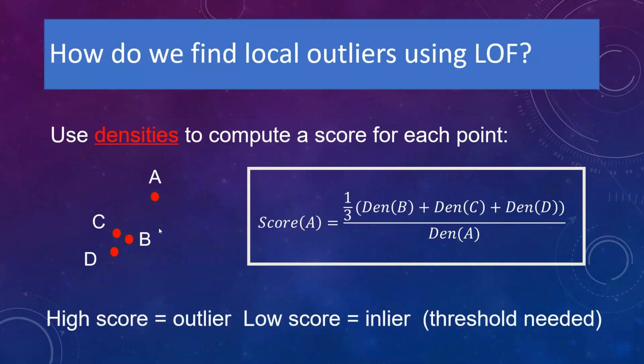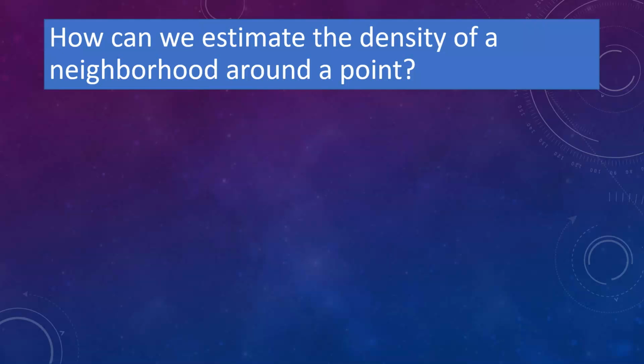So in essence, a high score means that we're dealing with an outlier, and a low score means we're dealing with an inlier. And we're going to have to define a threshold that separates the outliers from the inliers. So just to repeat, the score of the point of interest is defined as the average density of the nearest neighbors with respect to the density of the point you're interested in. So the next question is, how can we estimate the density of a neighborhood around a point? Well, it depends on how many points we consider as being in its neighborhood. So for simplicity, let's say k, the number of neighbors, is equal to 3.